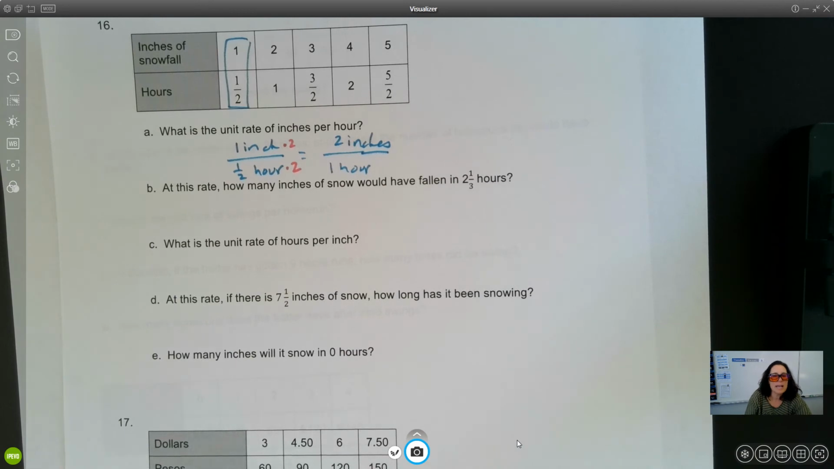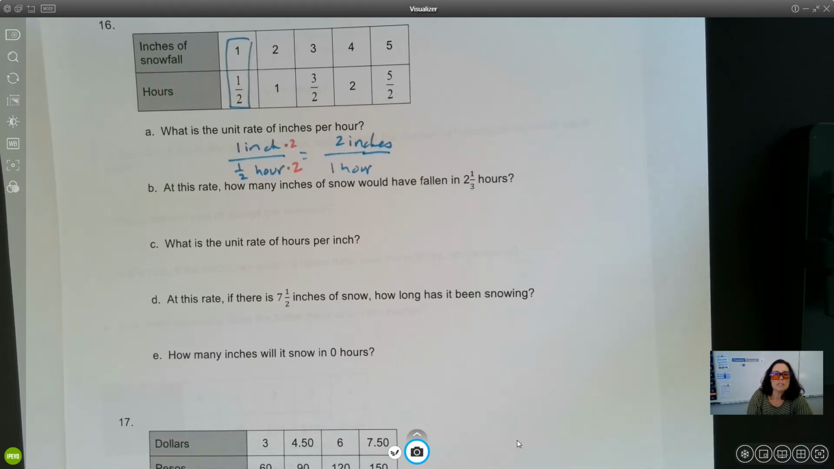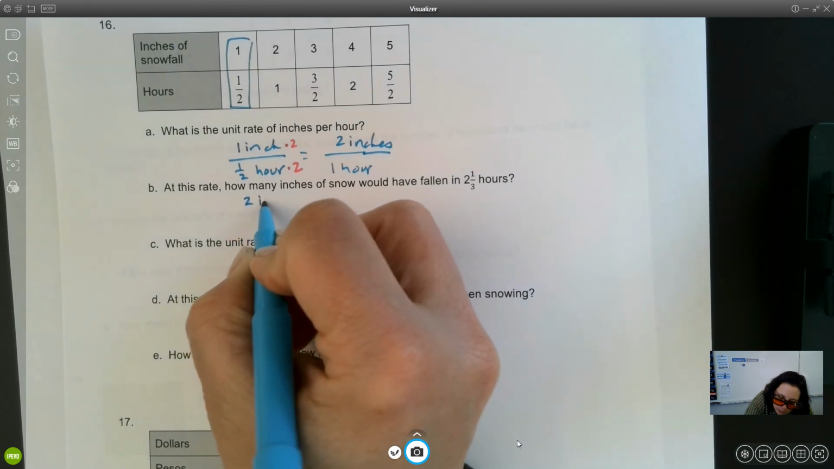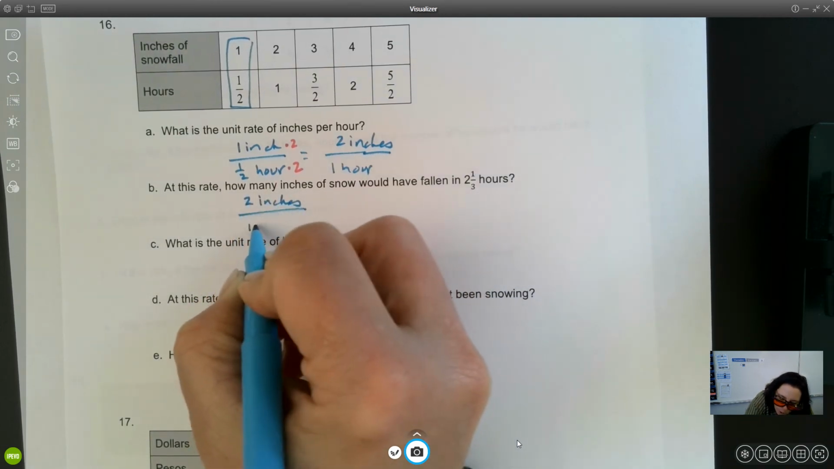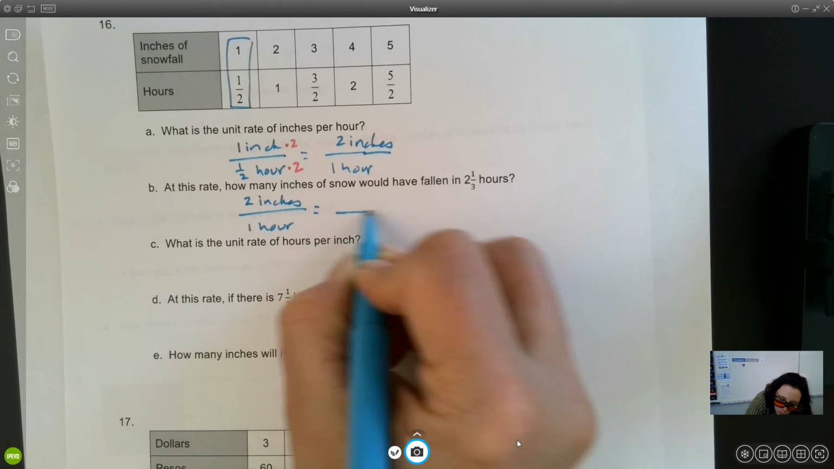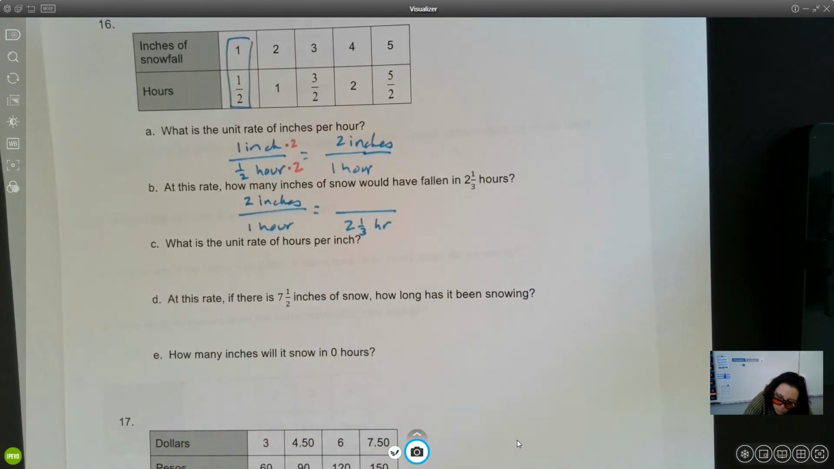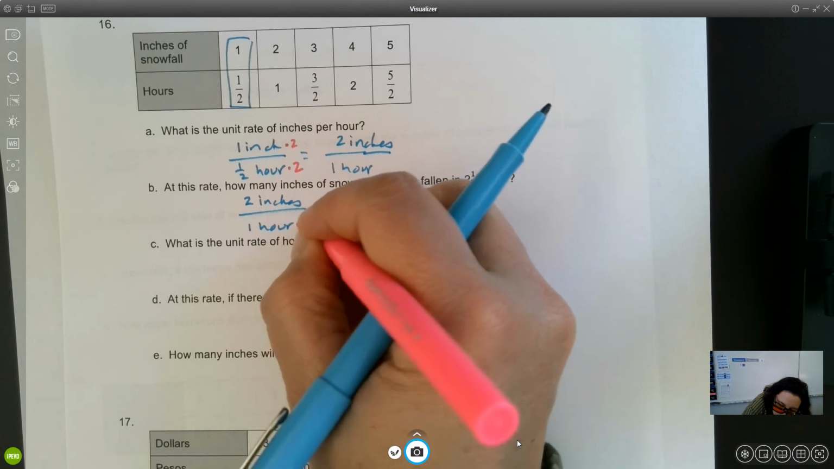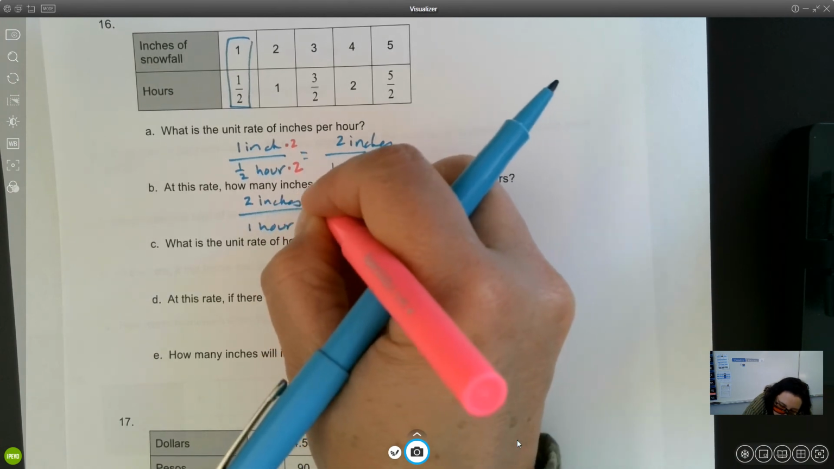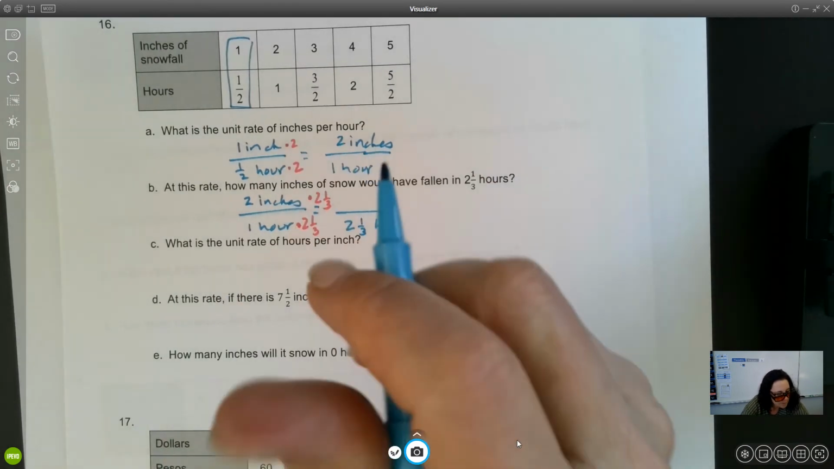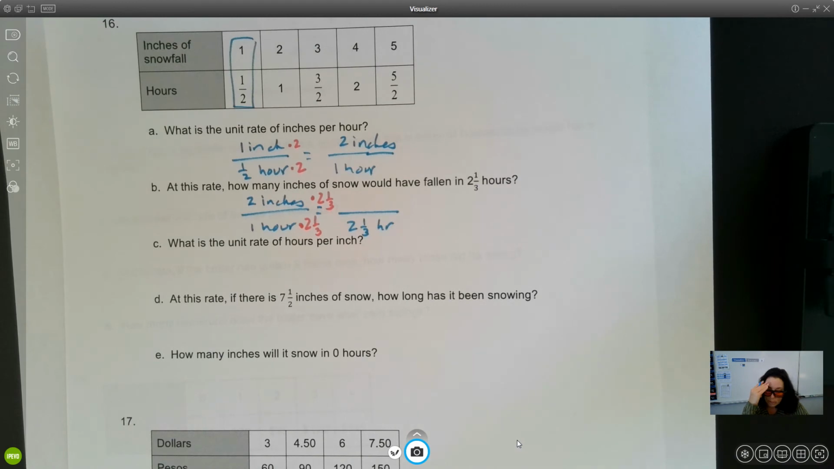At this rate, how many inches of snow would have fallen in 2 1/3 hours? Well, if we have 2 inches for 1 hour and we want to know 2 1/3 hours, aren't we going to multiply this by 2 1/3 and this by 2 1/3? 2 1/3 multiplied by 2.